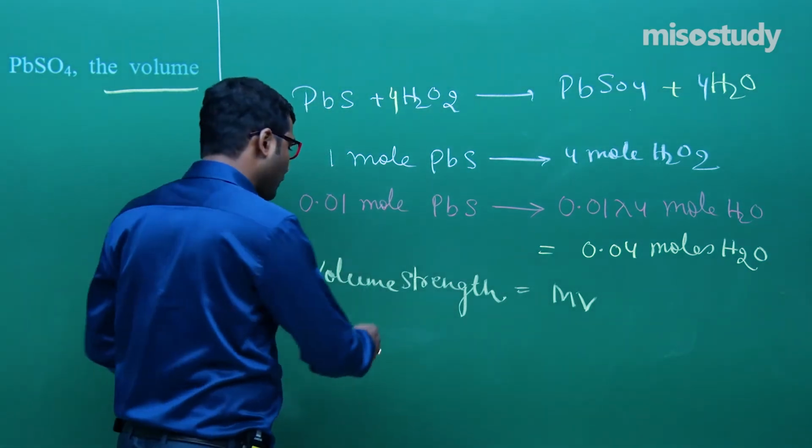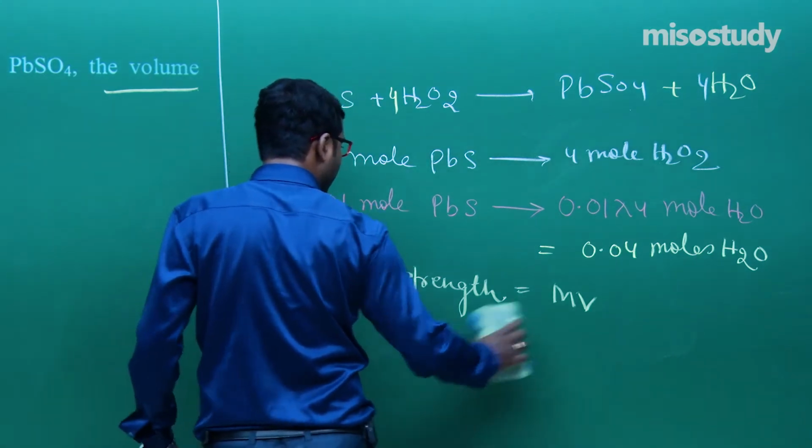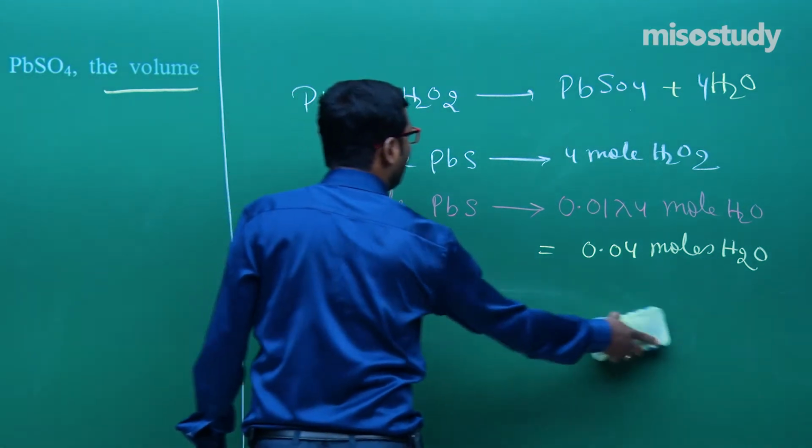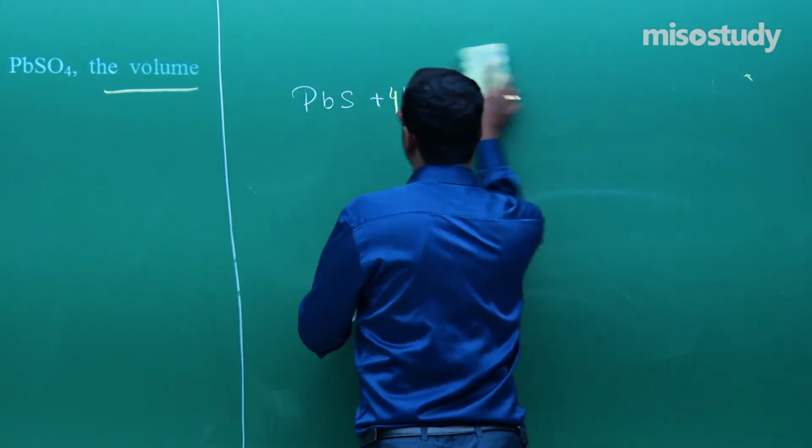Volume strength is given, and volume strength is in moles per liter. Tell me what will happen in this case. It's your turn. That is 0.04 mole. I am rubbing this part. Now tell me, friend, what will happen?